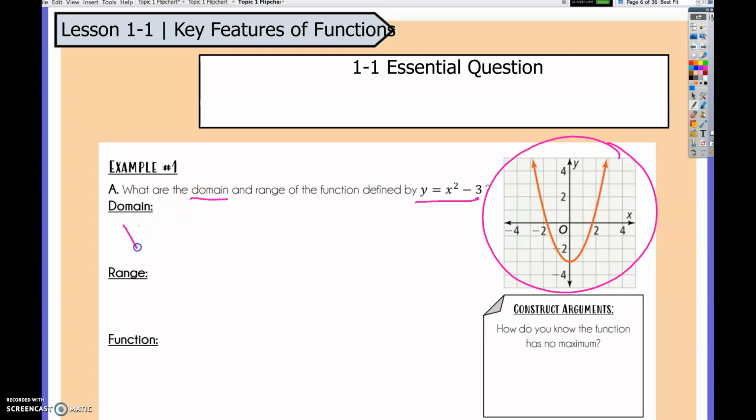Domain, as we recall, is all the x values a function can take on. We could think, what numbers am I able to plug in for x into this equation? We could also scan the graph and see what x values are being used. Keep in mind, this graph does go on forever, even though this is a small snippet of it. So really, there are no limitations. We can plug in any value. So in words, we might say, all real numbers.